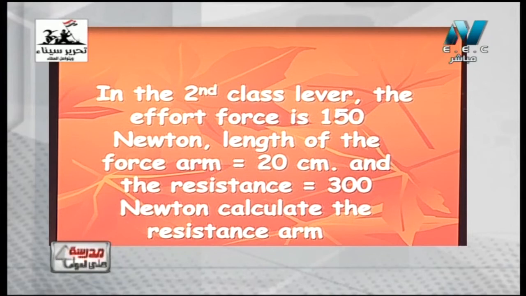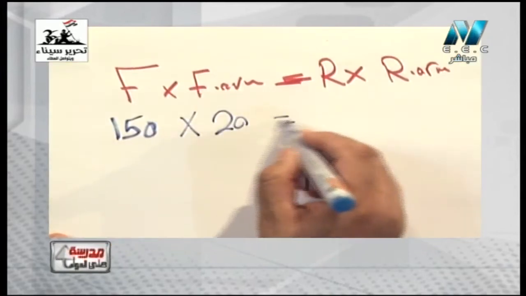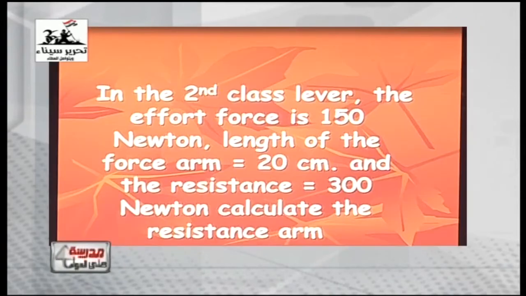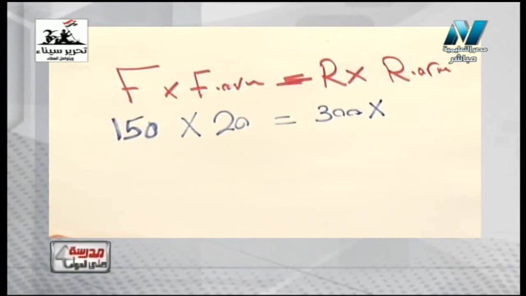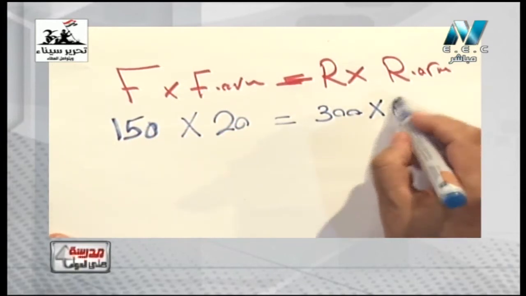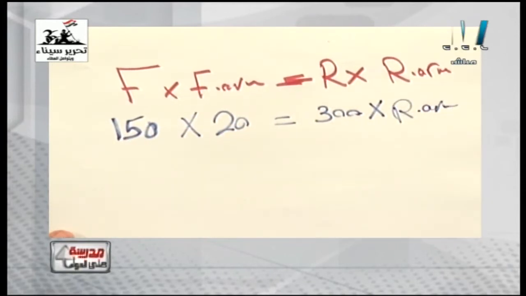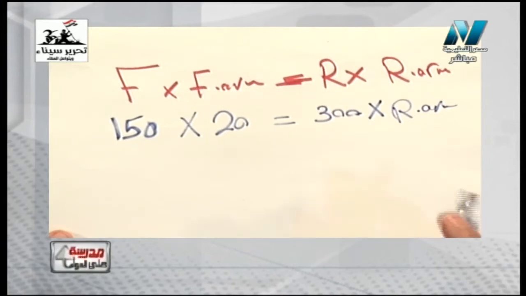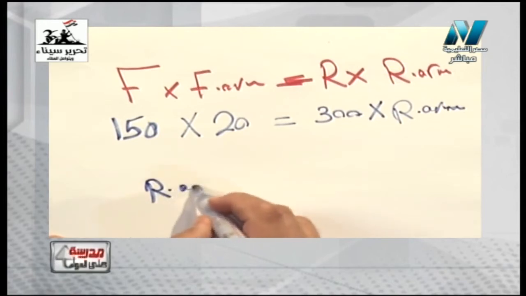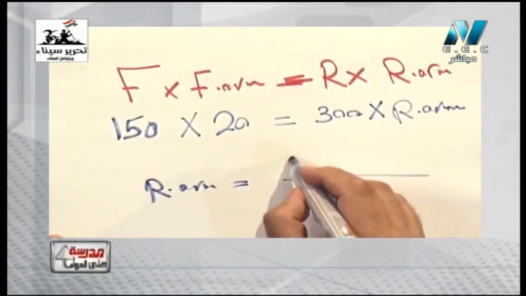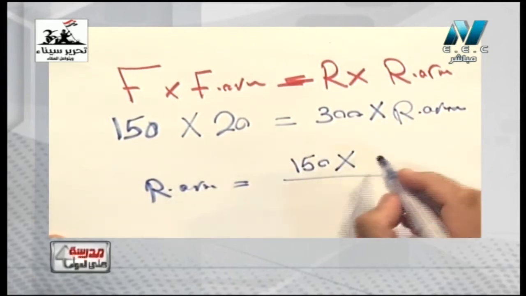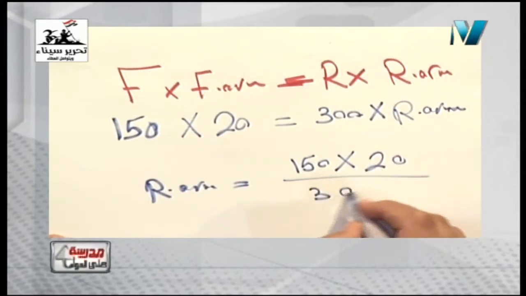We write under force arm 20 centimeter, equal what? And the resistance is 300 newton. The resistance is 300 newton and the resistance arm is demanded here. So here, the problem says, calculate the resistance arm. So how can I solve this problem? I can write the resistance arm is what? Is 150 by 20 over 300.